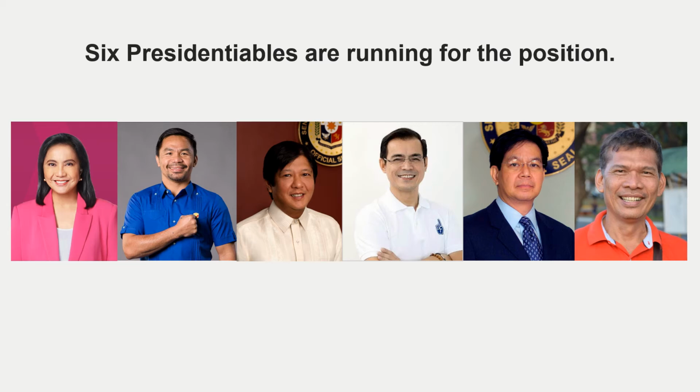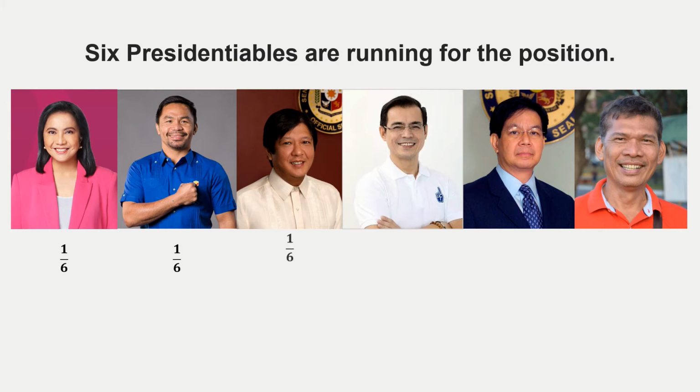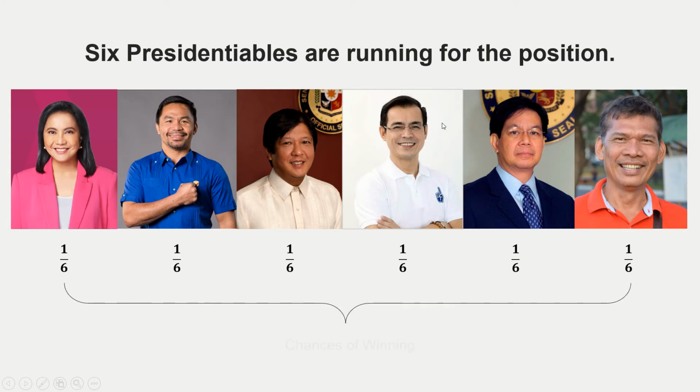So we are now in the election period. Suppose that we only have 6 presidentiables running for the position. If we get their chances of winning, since we have 6, we have Lenny, Pacquiao, Bongbong, Isko, Lacson, and Gagliardi. Each has 1/6. There is only one way that Lenny will be chosen as the new president, the same with the others. So these are their chances of winning.